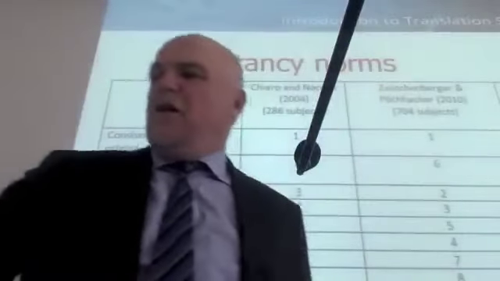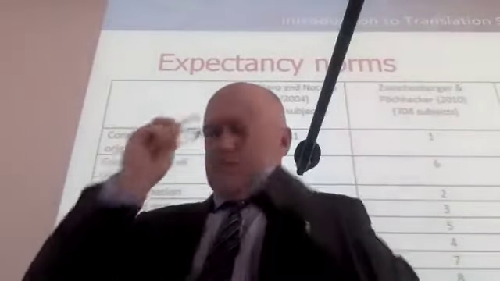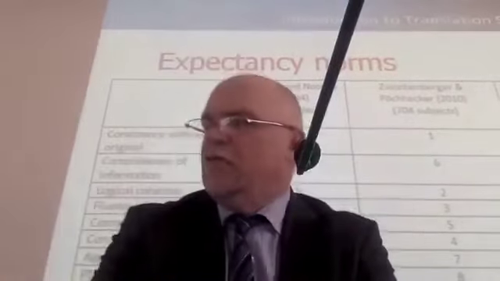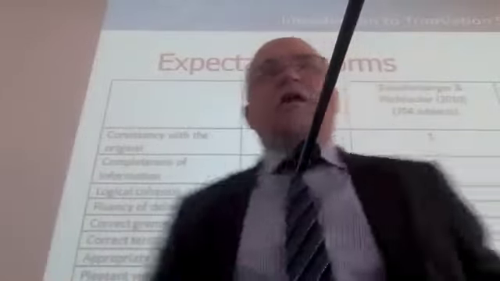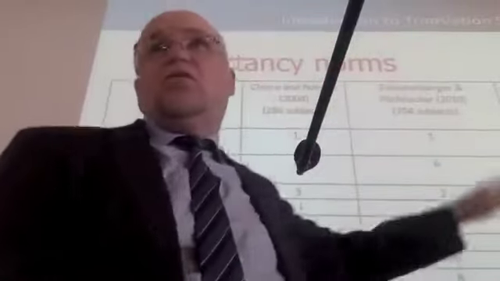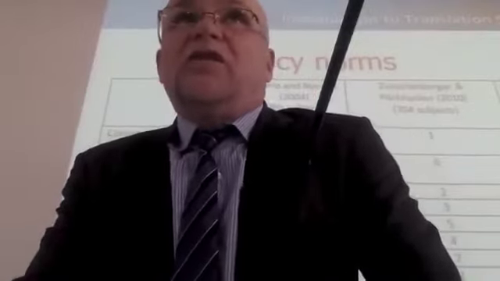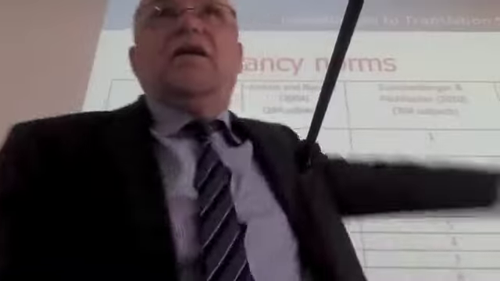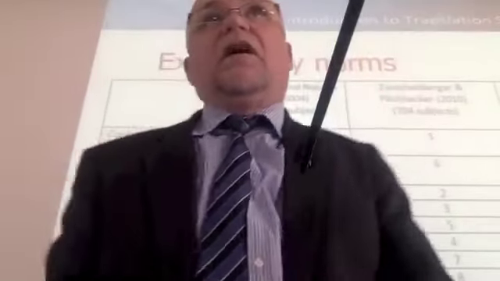Okay, so we find that in one of the surveys here, 286 subjects, that's quite a lot of people. We get that list of preferences. These are important. So we could rephrase and say, what's important for quality? What is quality? How does it manifest itself? Consistency with the original. Okay, right down to native accent.